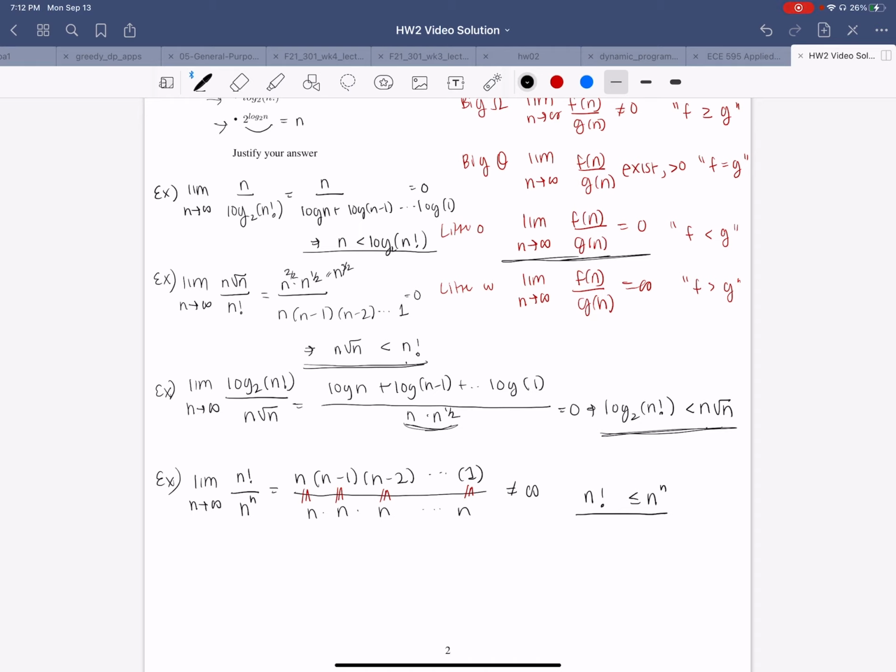And then if we go ahead and put these statements together, we get that n is less than log base 2 of n factorial, and log base 2 of n factorial is less than n root n. And we know that n root n over here is less than n factorial, and then n factorial over here is less than n root n. So that is your final answer for this.